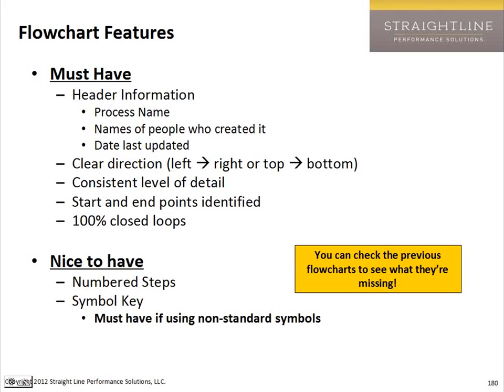Some things that are nice to have are numbered steps and a symbol key. The symbol key is a must-have if you're using lots of symbols. If you're only using squares and diamonds, then it's probably not such a big deal. Most people can figure that out. Numbered steps are often very helpful, although when you start to number, you'll see how difficult it often is, particularly in things like swim lanes. If you're doing multiple pages or multiple stages, this is step 1.1.2 and 1.1.3 and all that. It can be a bit of a pain.